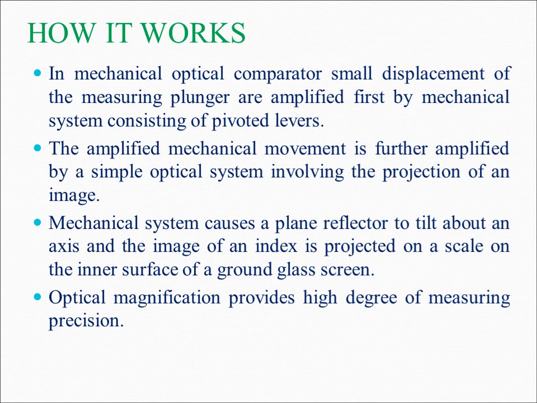In a mechanical optical comparator, small displacements of the measuring plunger are amplified first by a mechanical system consisting of pivoted levers. The amplified mechanical movement is further amplified by a simple optical system involving the projection of an image. The mechanical system causes a plane reflector to tilt about an axis, and the image of an index is projected on a scale on the inner surface of a ground glass screen. Optical magnification provides a high degree of measuring precision.